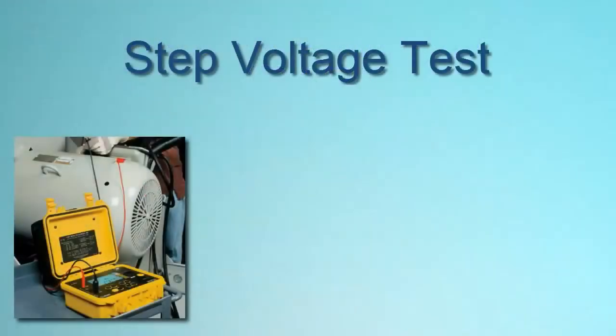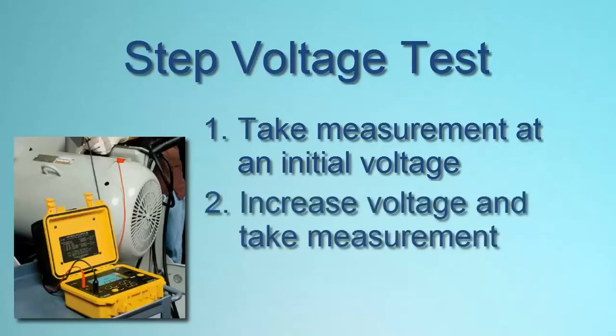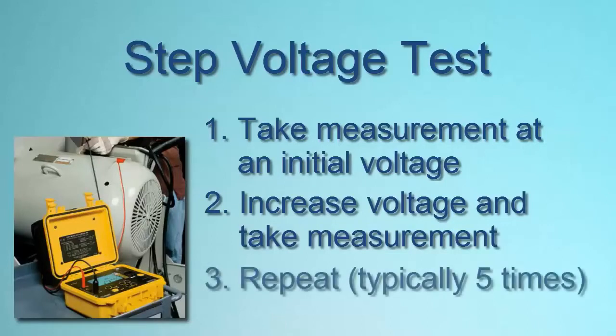A third method is the step voltage test. This involves testing at 2 or more test voltages and comparing the results. The test begins at an initial test voltage. At a specified interval, typically 1 minute, a measurement is recorded, after which the test voltage is increased. This increase is usually to 5 times the initial voltage. This process may be repeated through several steps, with measurements taken after 1 minute and the test voltage increased at a 5-to-1 ratio over the previous voltage. A common practice is to test at 5 voltage steps.